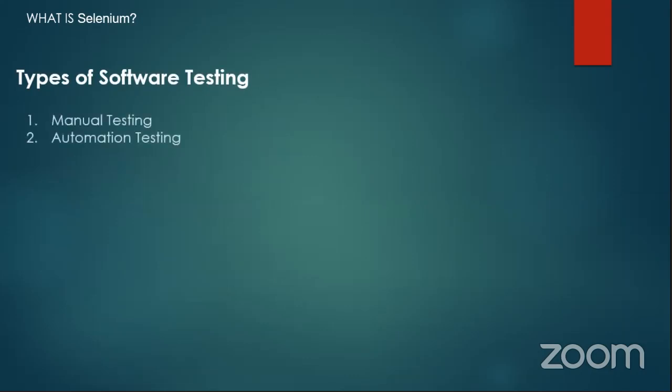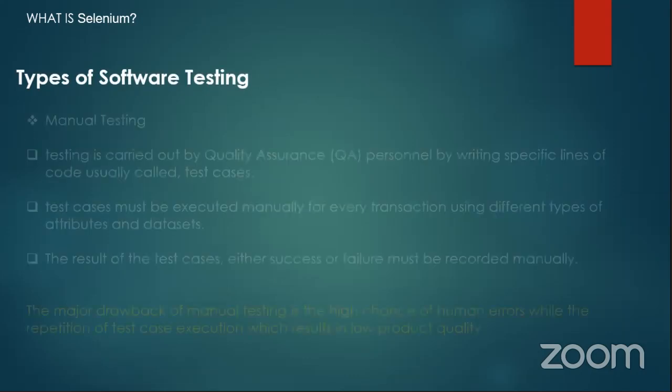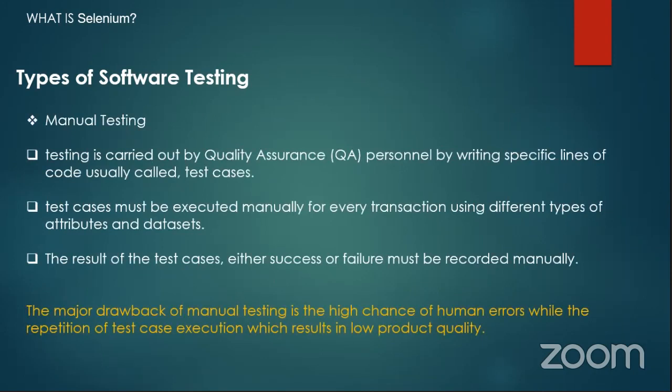Now, types of software testing: manual testing and automation testing. Manual testing, with the word itself, I hope you understand what it is. Testing is carried out by a person by writing a specific line of code. This specific line of code is actually the test cases. Usually during software testing, test cases are prepared. The test cases must be executed manually for every transaction using different types of attributes and datasets. The result of the test case, either success or failure, must be recorded manually.